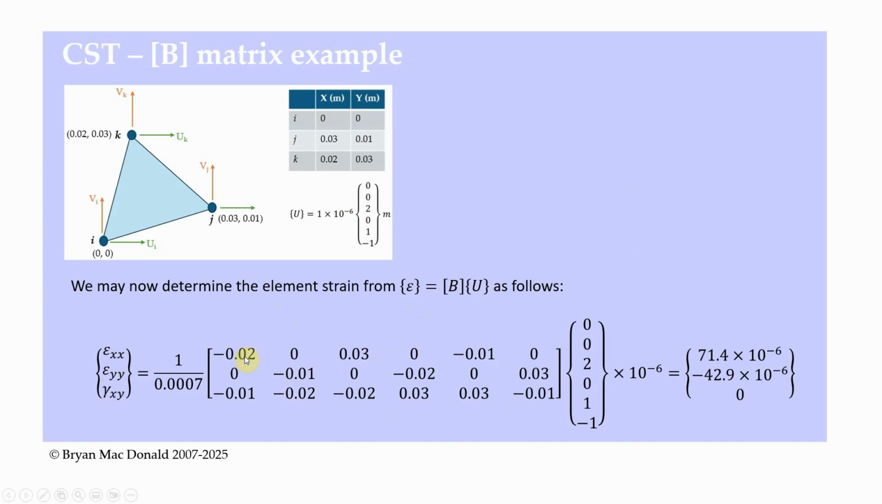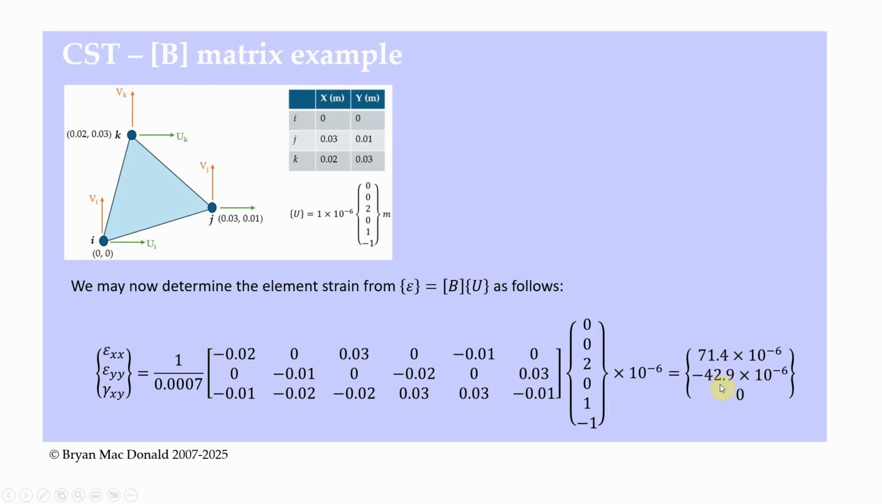So again, you multiply the top row by this column, and we get that, which is the strain in the X direction. We multiply the middle row by this column, and we get that, which is the strain in the Y direction. And in this case, we multiply the bottom row by the column again, and we get 0. So there's no shear strain in this one. So strain in the X direction is 71.4 by 10 to the minus 6. Strain in the Y direction is minus 42 by 10 to the minus 6.